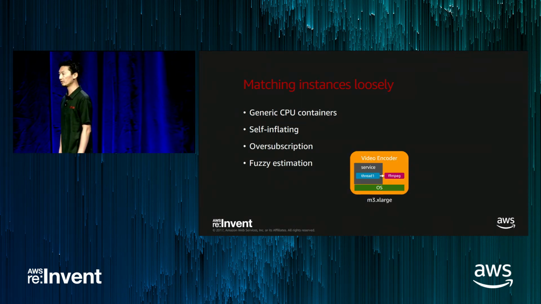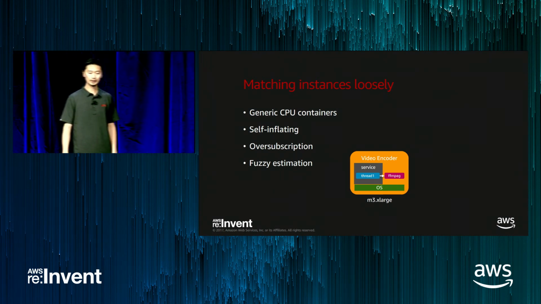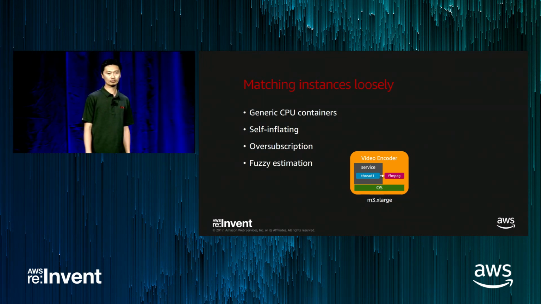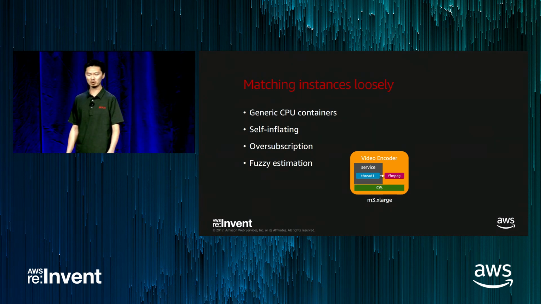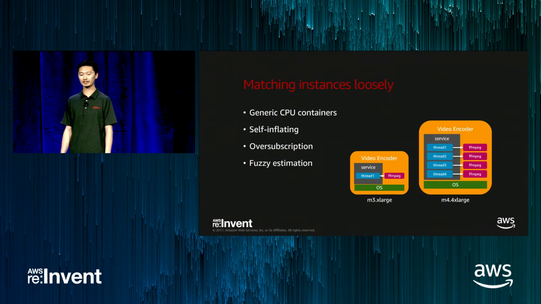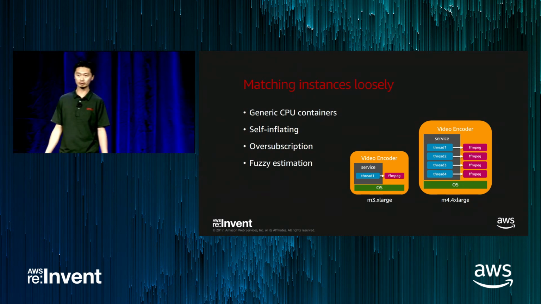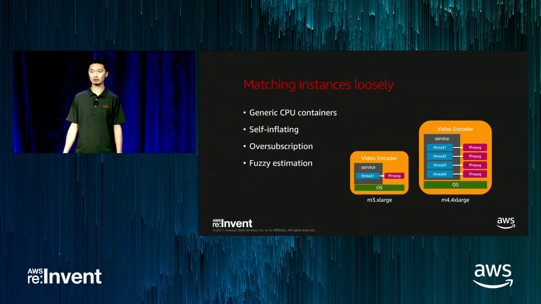So let's look at the video encoder as an example. In this case, we landed on an M3 extra large instance. We run a single session in it. But if we get a bigger box, we'll run 4. And if we're more ambitious, we may run 5 just to see what happens. So that gives us a lot of room to tune it. And this is what I mean by oversubscription.